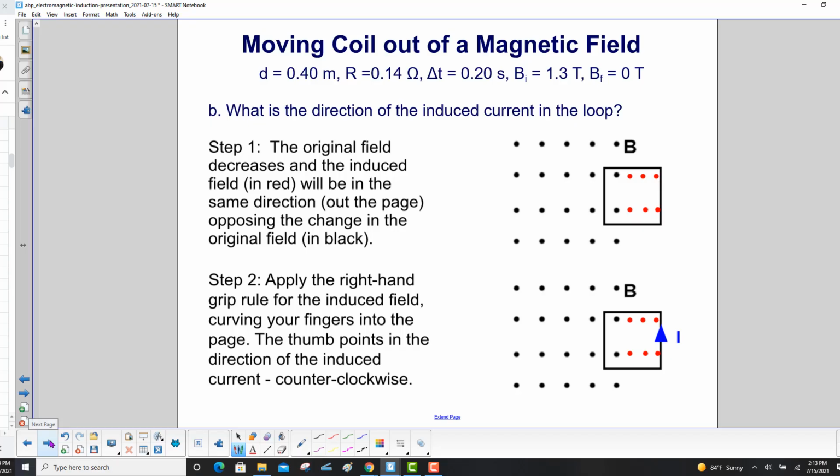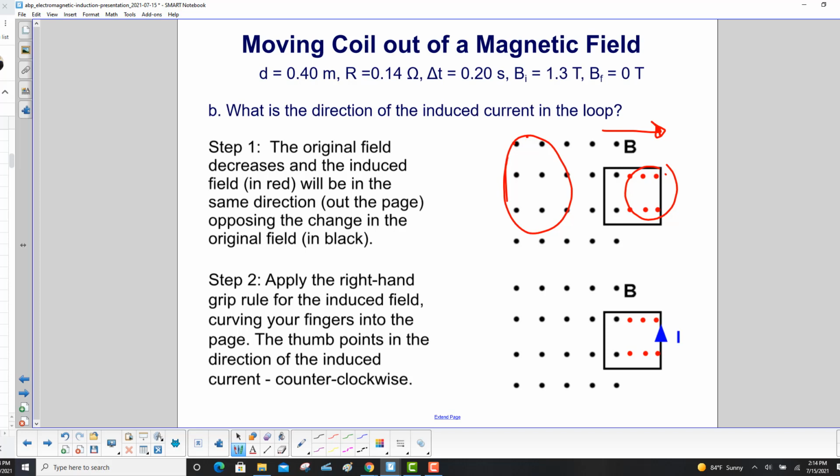What is the direction of the induced current in the loop? Well, as the loop leaves the magnetic field, the magnetic field decreases. So the induced field in red will be in the same direction, which is out of the page, opposing the change in the original field, which is this black field, right? So it doesn't want to lose the magnetic field, so it generates a magnetic field in the same direction, which is out of the page.